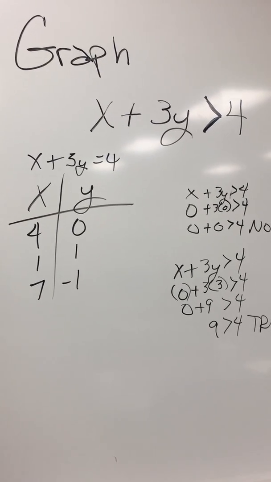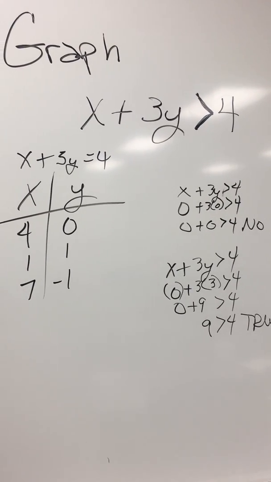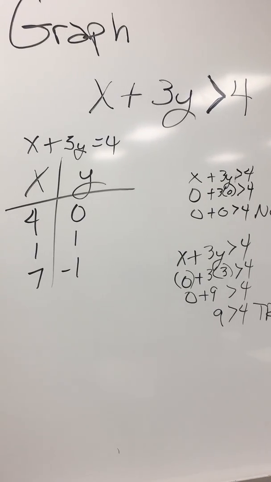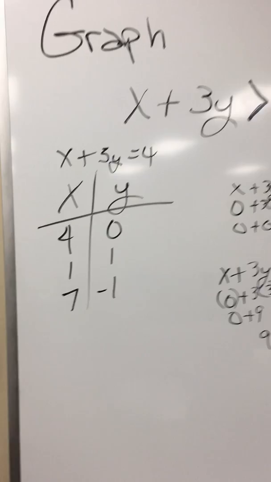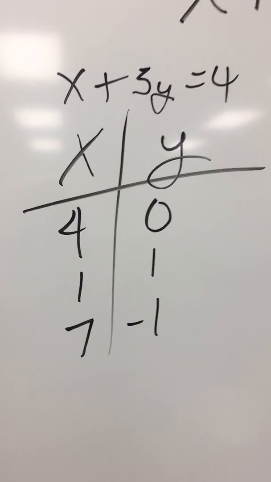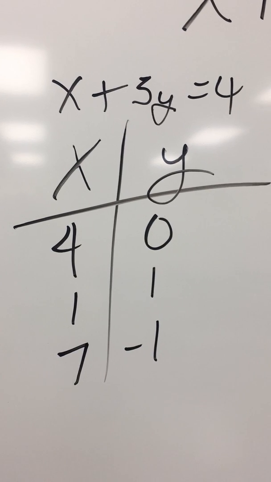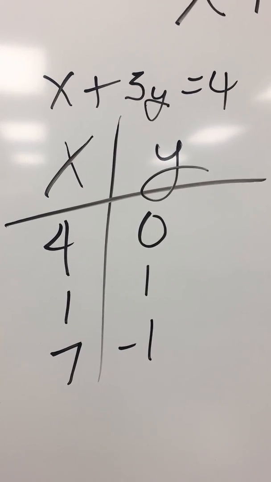Okay, if you need to graph x plus 3y is greater than 4, the first thing you need to do is determine at least 2 points. So I started with changing it to an equation where I have an equal sign. Let y be equal to 0 and solve for x, and you get 4.